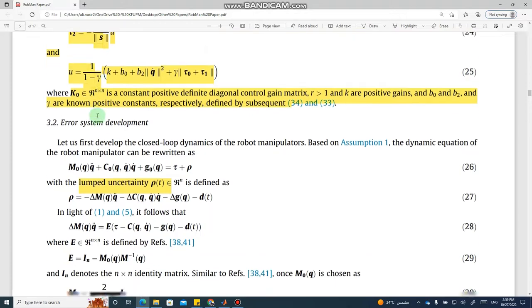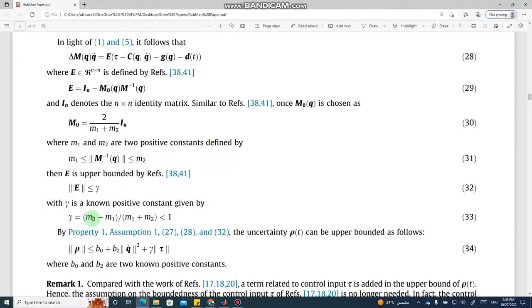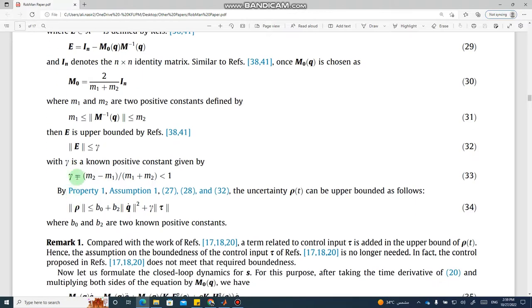Similarly, this gamma in this sub term of the control u is some bounding term between 0 and 1. So this gamma is given by, you know, this is the nominal matrix. If you bound the norm of the nominal matrix by m1 and m2 from above and below, then gamma will be m2 minus m1 divided by m1 plus m2, less than 1. So it's basically a number between 0 and 1.